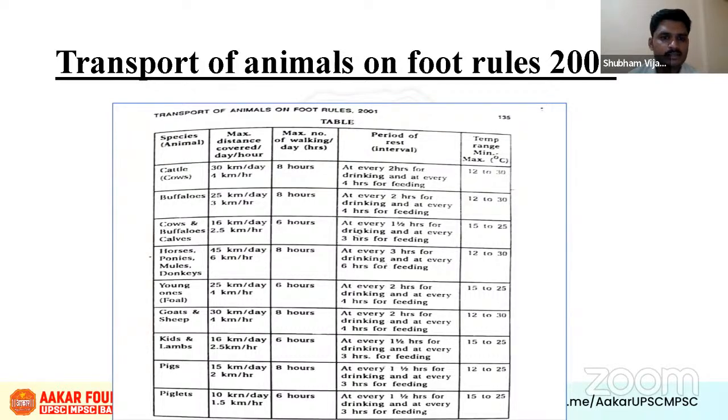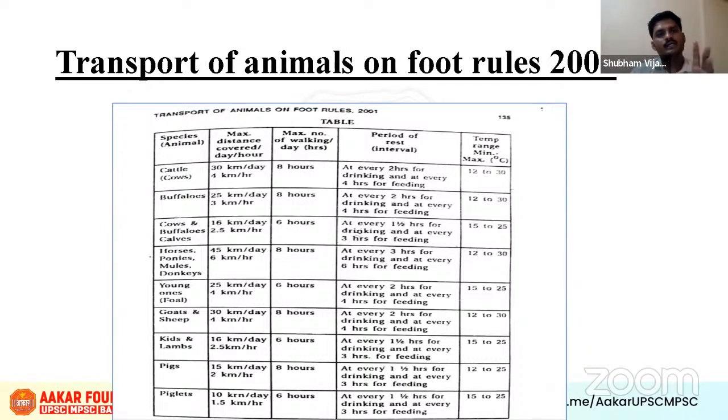This chart is a standard of how far an animal has to go in 1 hour, the maximum number of walking hours in 1 day, the period of rest, and the temperature range. All of this has been given in these rules, called the Transport of Animals on Foot Rules 2001.